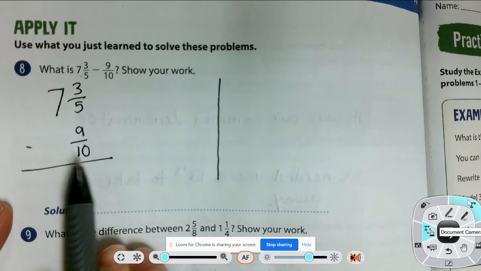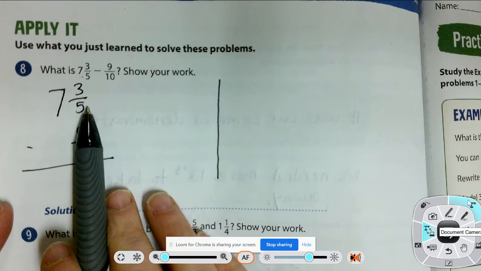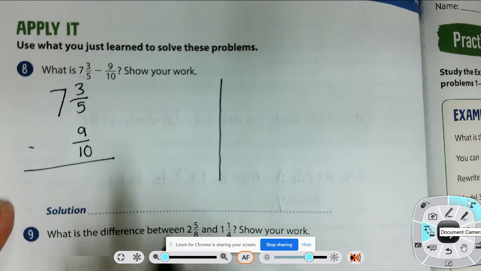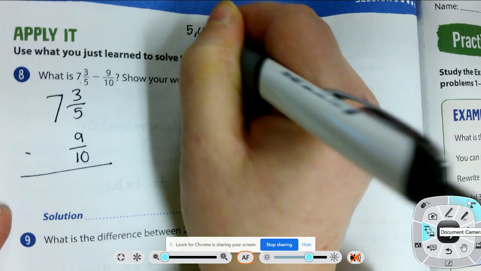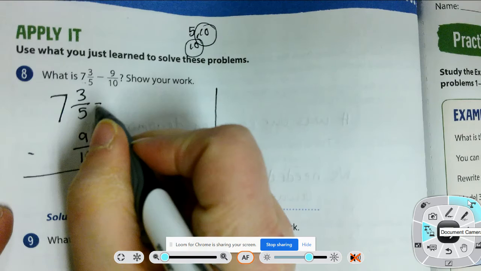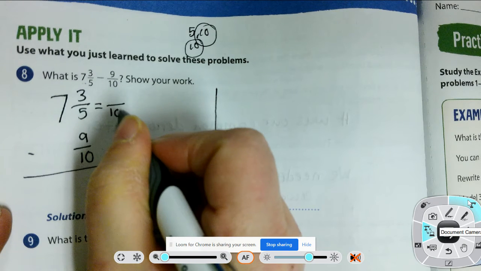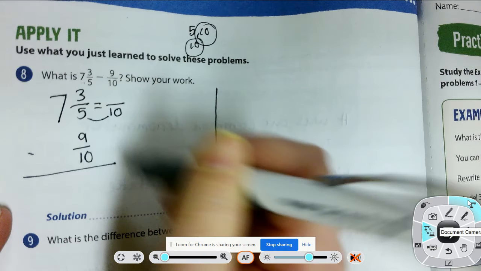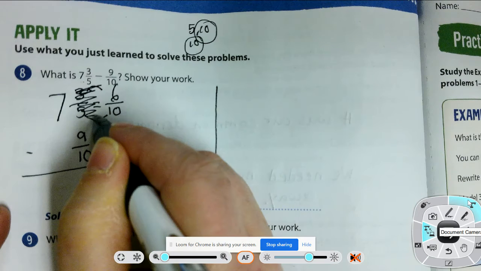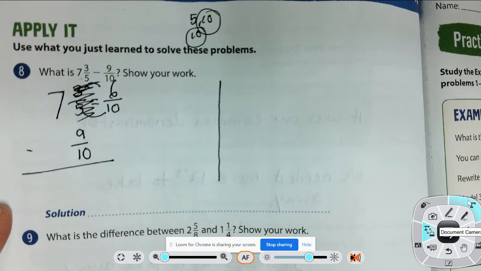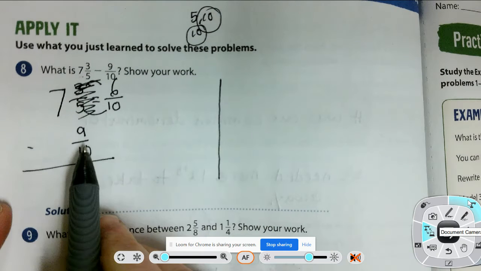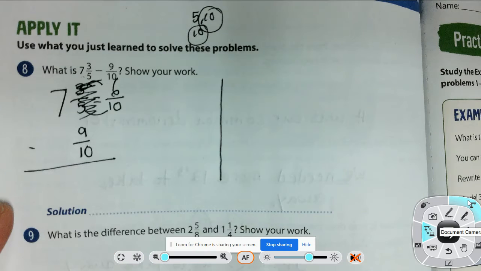So the first thing I'm going to do is I know that 5 and 10's common denominator is 10. Even if I made my trains 5, 10, 10, there it is. So I just need to change this one. And 3/5 turns into, that's times 2, so it's 6/10. So now I have 7 6/10 minus 9/10. And you're like, well, you can't take away 9/10 from 6/10.